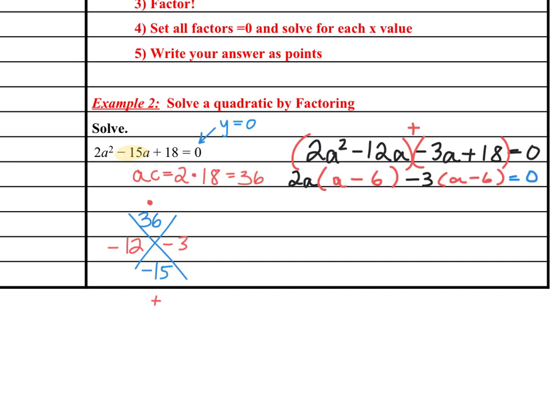We're kind of ignoring this equals 0 right now, but it's important. We'll need it at the end. So my two factors are 2a minus 3 and a minus 6. I hope this is coming back to you. I hope you haven't forgotten it. And those are equal to 0.